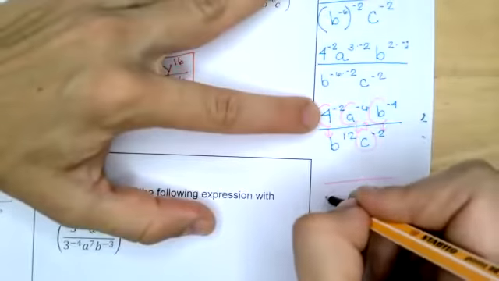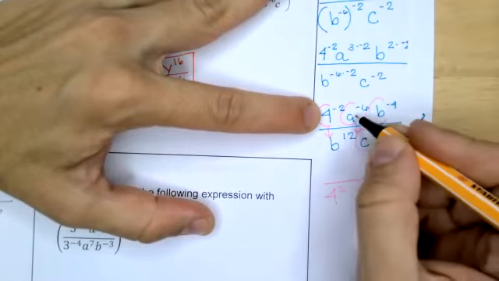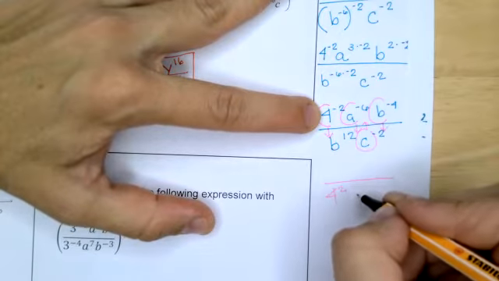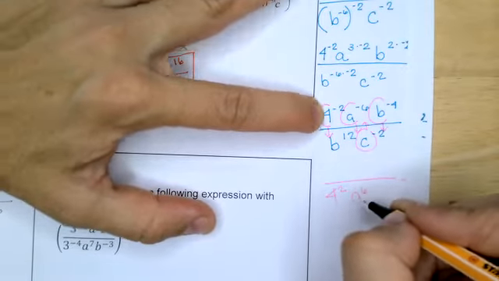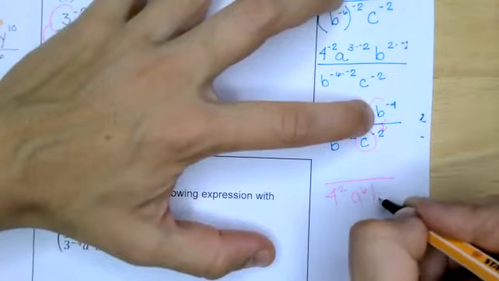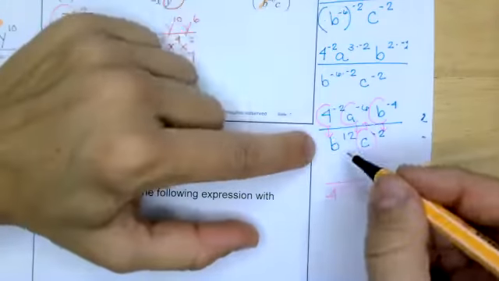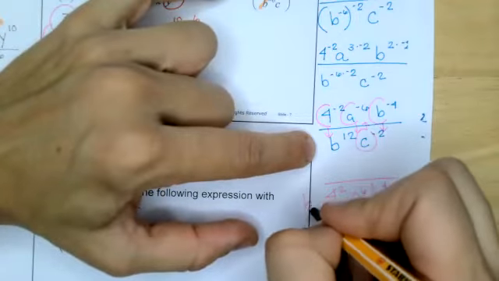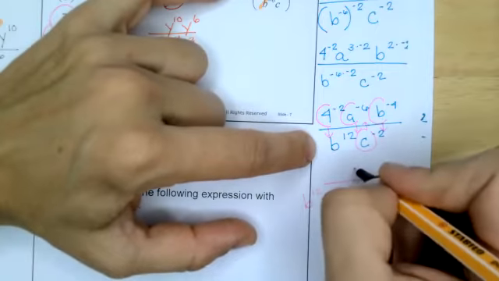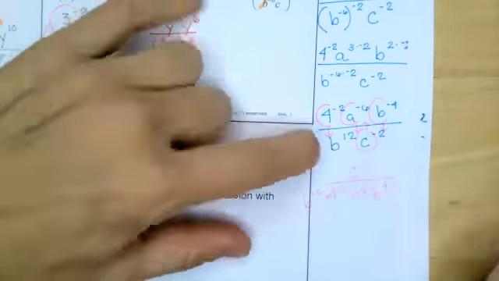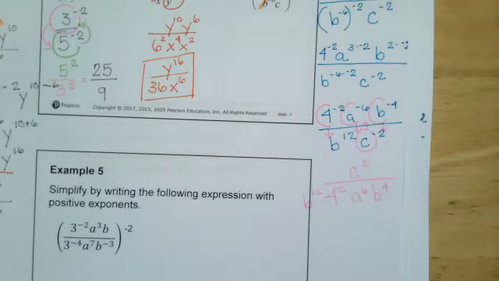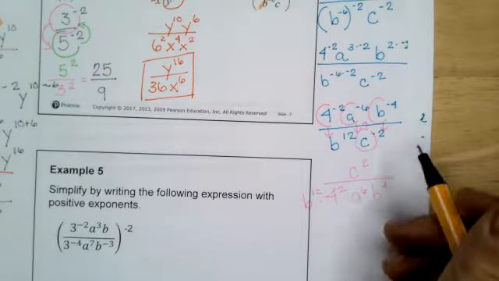4 to the negative 2 becomes 4 to the positive 2 on the bottom. A to the negative 6 becomes A to the positive 6 on the bottom. B to the negative 4th becomes B to the 4th on the bottom. B to the 12 stays on the bottom. Out of room though. And then C squared moves. So now all I have on the top is C squared.